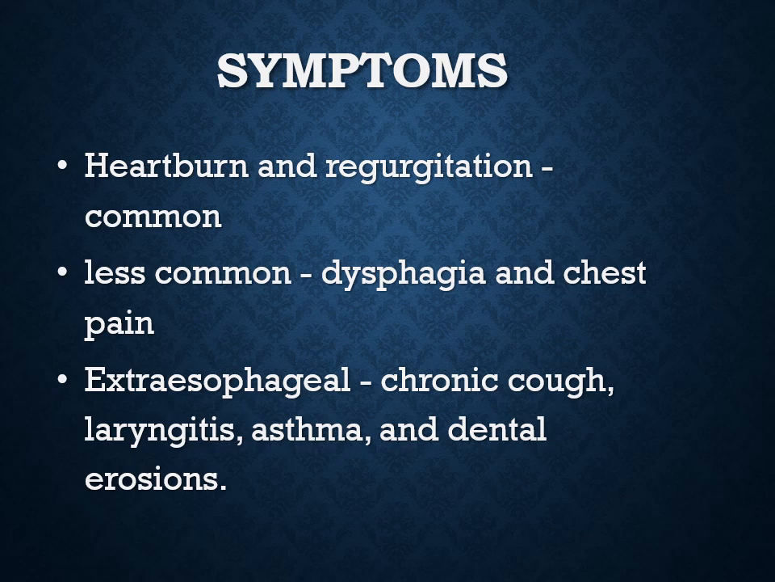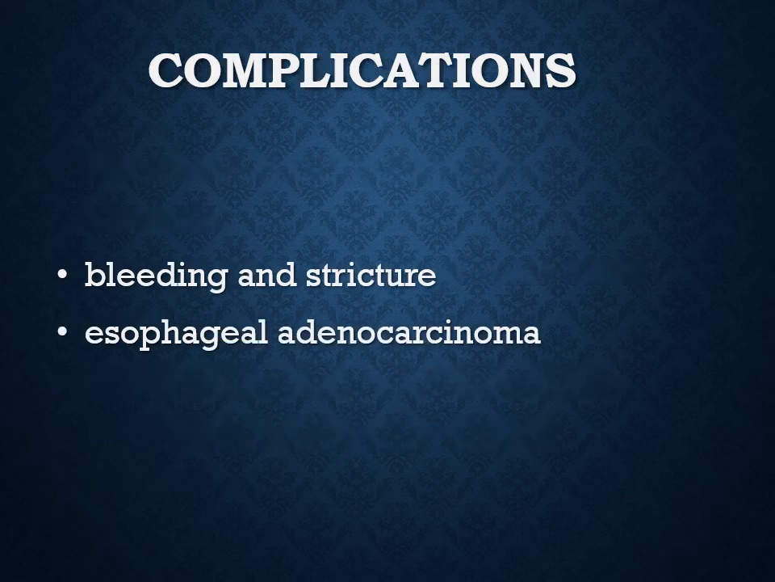The symptoms: you can have heartburn and regurgitation, which are very common symptoms. The less common symptoms are dysphagia and chest pain. We have some symptoms that are related outside the esophagus, which are chronic cough, laryngitis, asthma, and even dental erosions. Complications are related to chronic esophagitis, the bleeding and the stricture, and the relationship between GERD and esophageal adenocarcinoma.